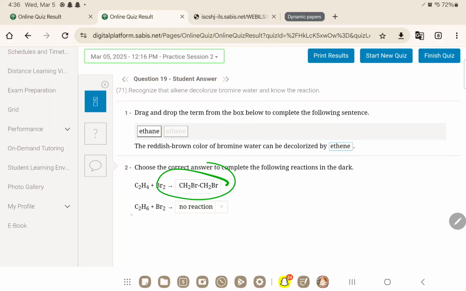Now C2H6 plus Br2 is going to produce no reaction because bromination happens with alkenes, not alkanes. Moving on.